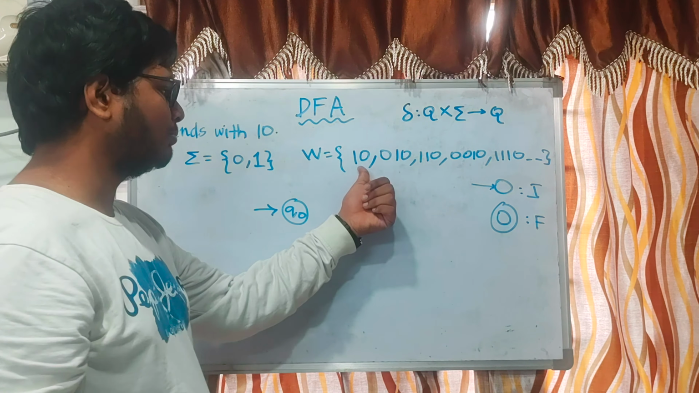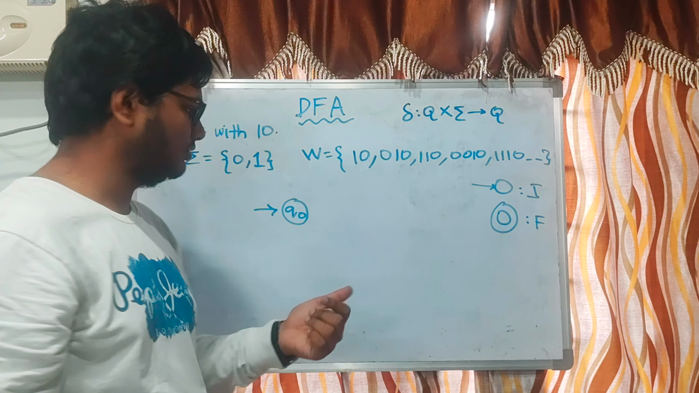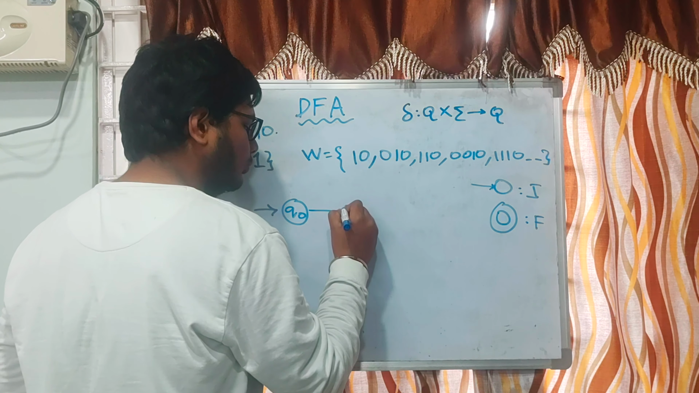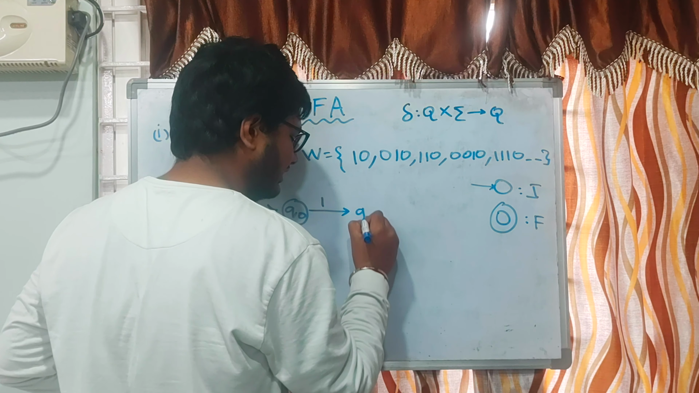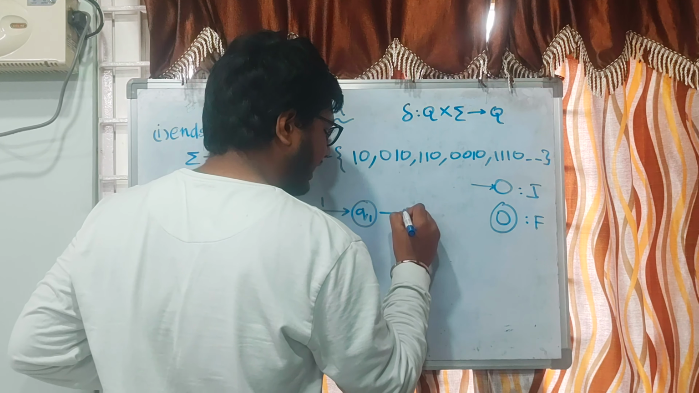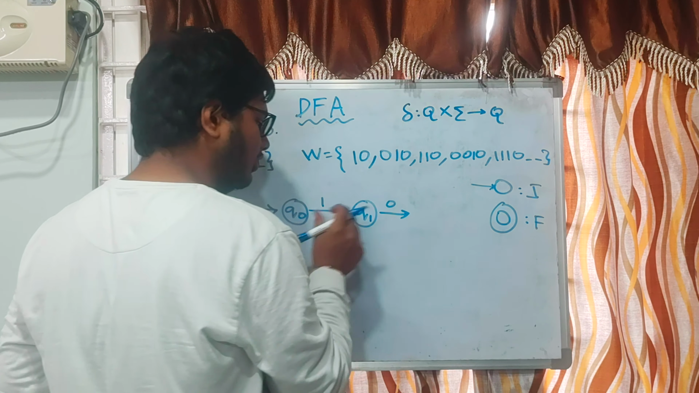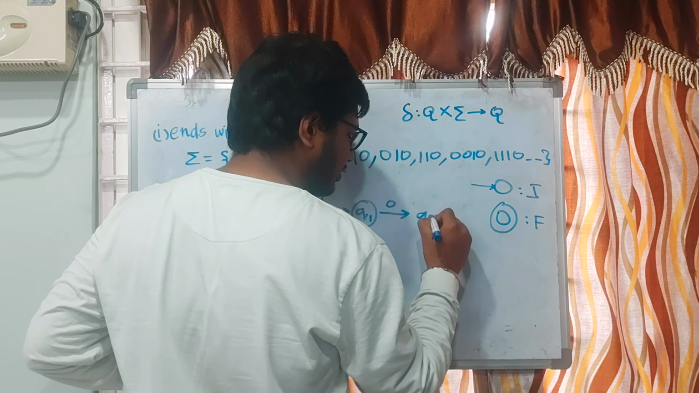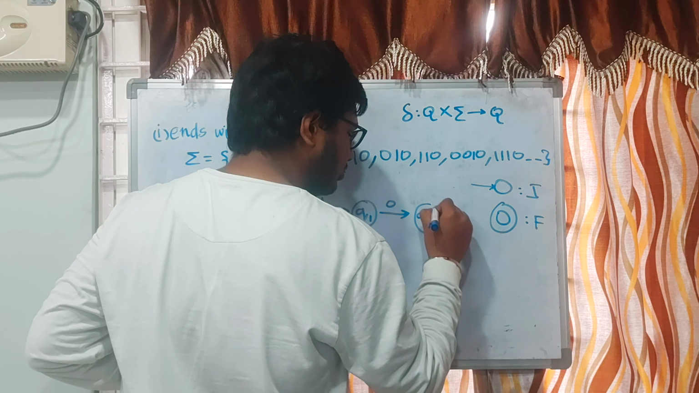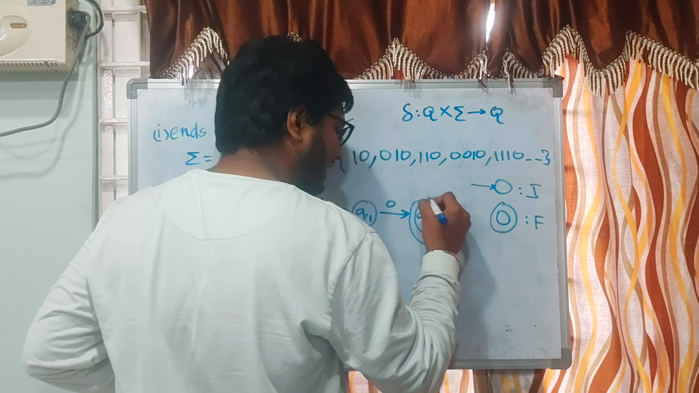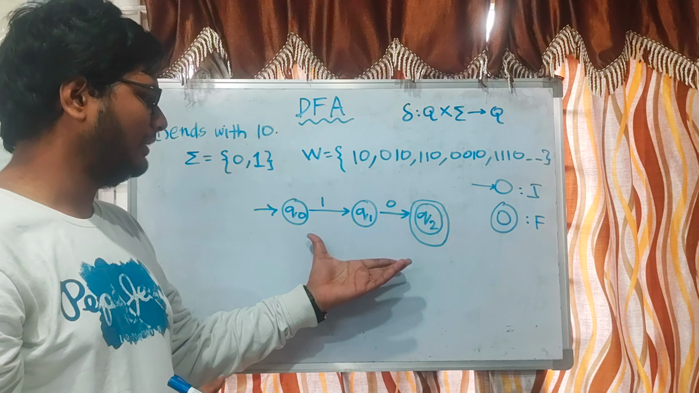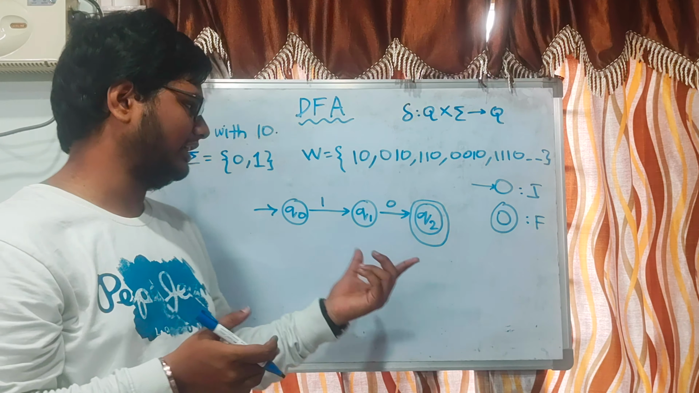And our most basic string is 10. So on 1, it should go to one state. Let us assume it as Q1. And on 0, 1 followed by 0, it should go to the final state because it is accepted. So we'll represent it as a final state. This is the basic thing, and we will now expand on it.